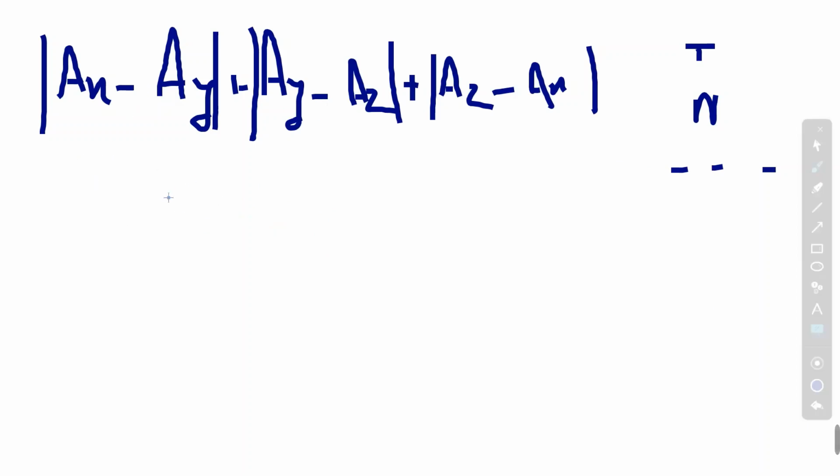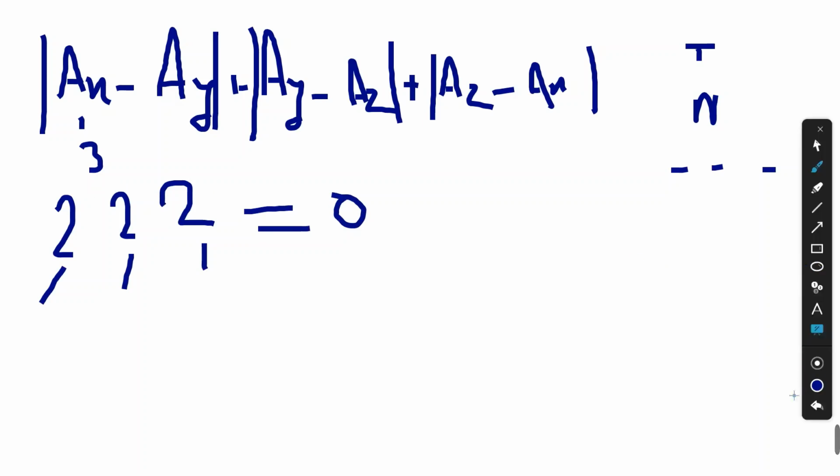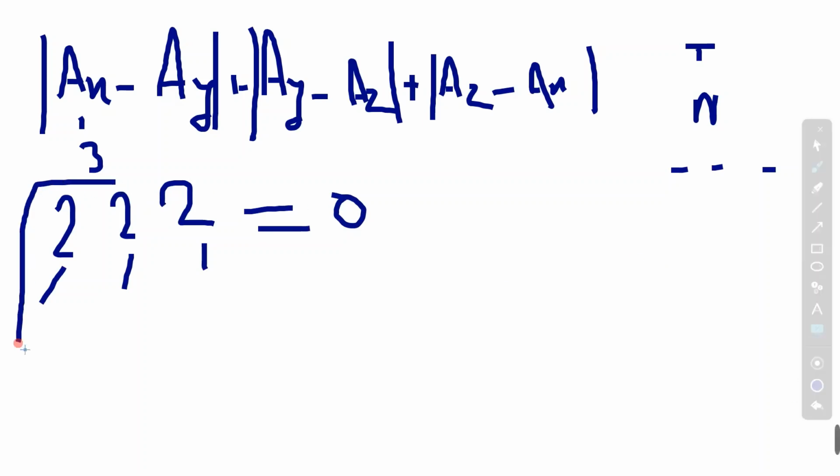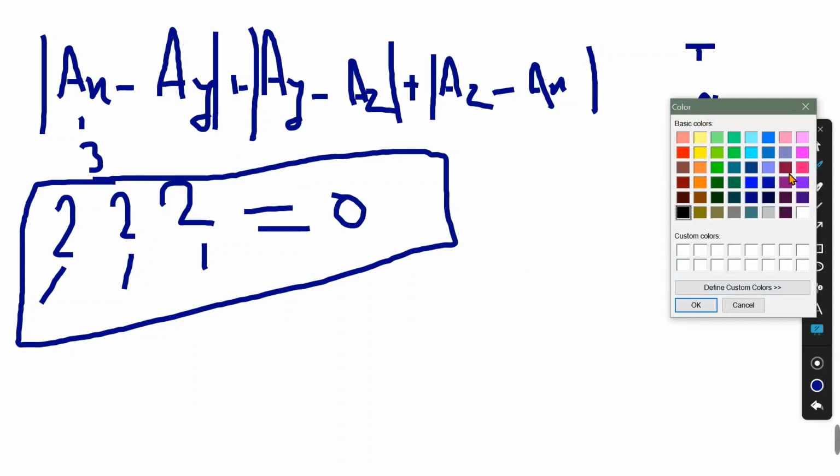So always remember, take as an example 2 2 2: test cases 1, number of inputs 3, and then 2 2 2. Whether you take x as 2, y as 2, or any of them, all are the same, so the answer is always going to be 0. This will become our first test case. Let me prove it for you.